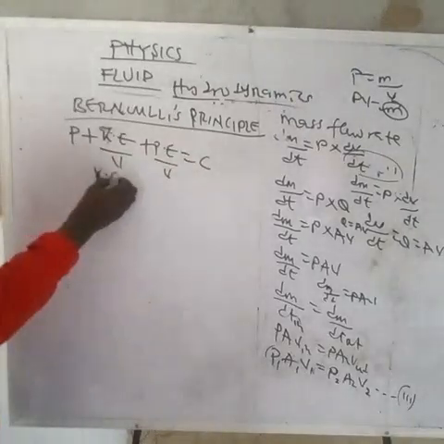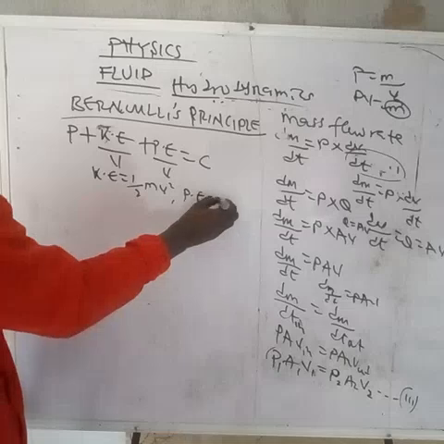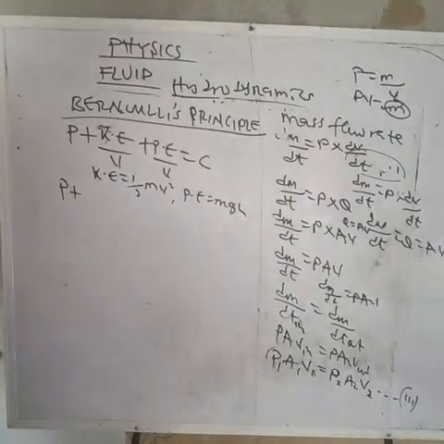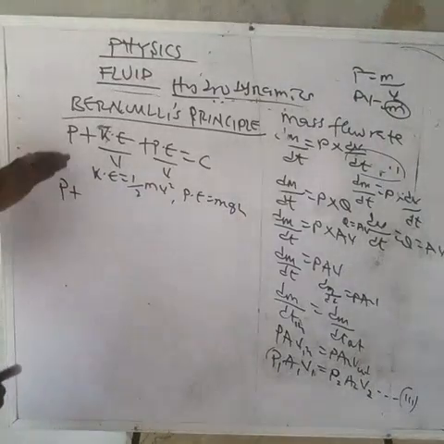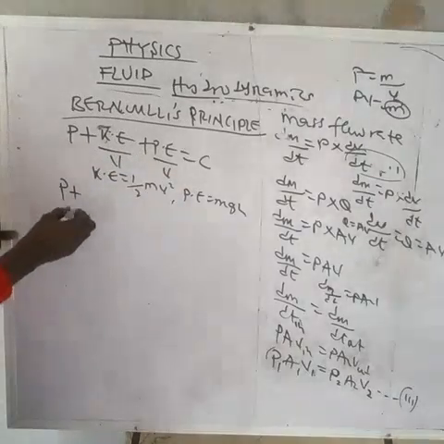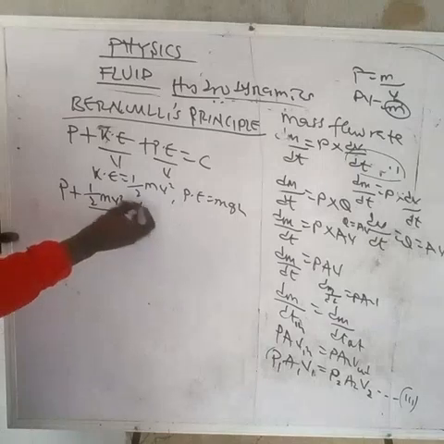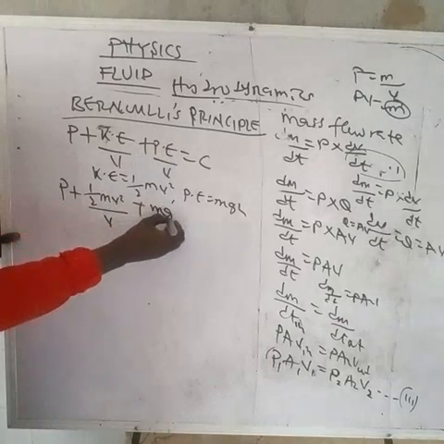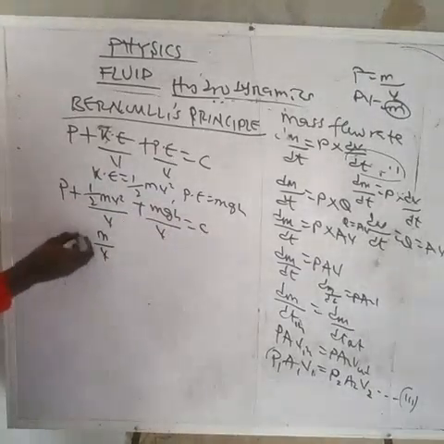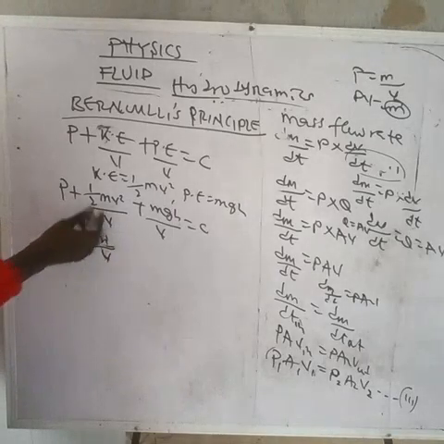But kinetic energy is a form of mechanical energy, 1 over 2 mv squared, while potential energy is mgh. So from Bernoulli's equation, in an incompressible non-viscous fluid, pressure plus kinetic energy per volume plus potential energy per volume is constant. You now have pressure plus 1 over 2 mv squared over volume, plus mgh per volume, is equal to constant. But density is mass over volume, so anywhere you see mass over volume, impute density.